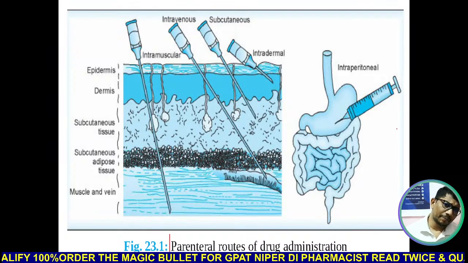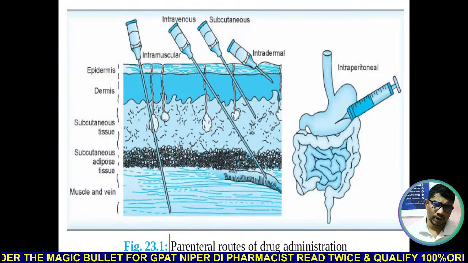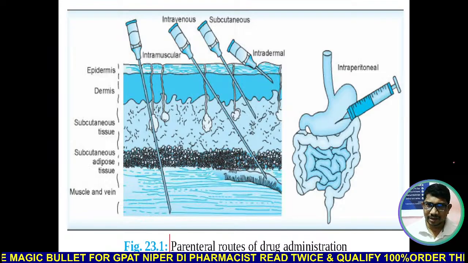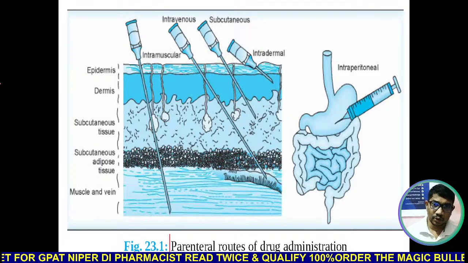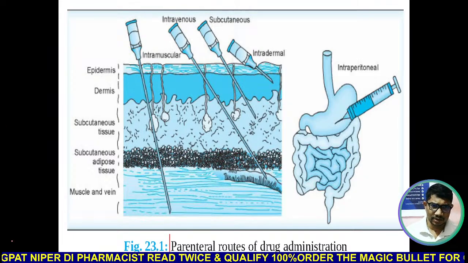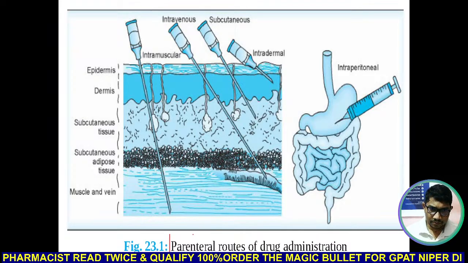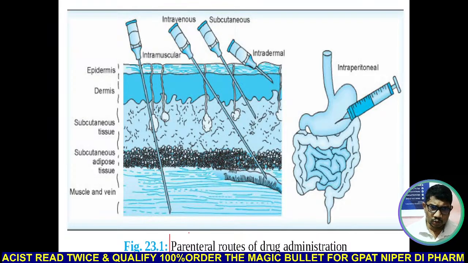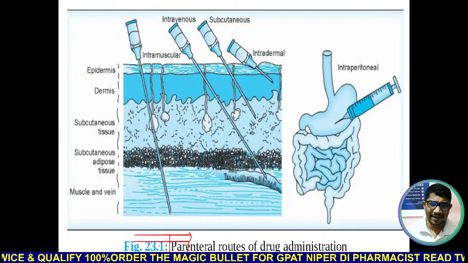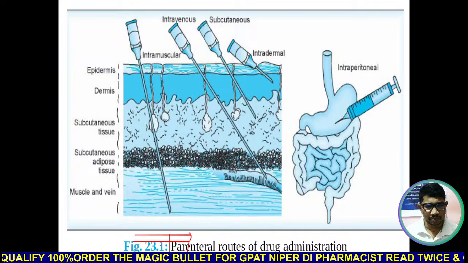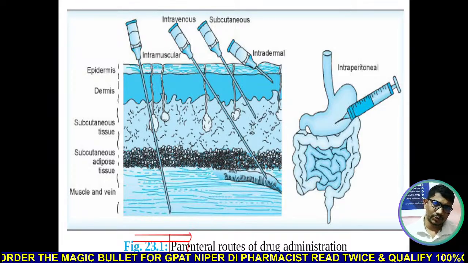First of all, what do you mean by parenteral, para-enteral? So actually it is derived from the two names. Parenteral का मतलब क्या होता है? Parenteral का मतलब होता है other than enteron. It is made from two words, para and enteral. Para means other than, enteron means intestine. So drugs which are given by other than intestine known as the parenteral routes.